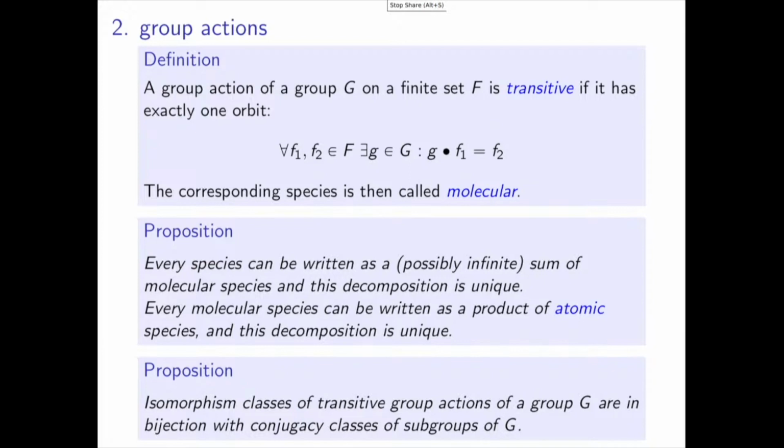So for example, the singleton species is atomic, and linear orders, x to the power of n without the sum, is molecular. Another case of an atomic species is cycles, that's atomic. Permutations is not molecular because you can write it as a product, for each grade, and even as a sum.